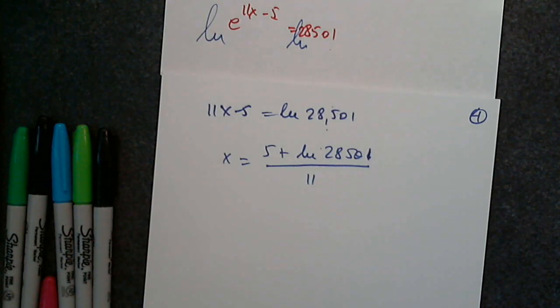So in parentheses for the top, careful. I see 5 plus natural log. In parentheses, 5 plus natural log 28,501. And close the parenthesis for the numerator and divide by 11. So I got this approximation as 1.39 approximately.